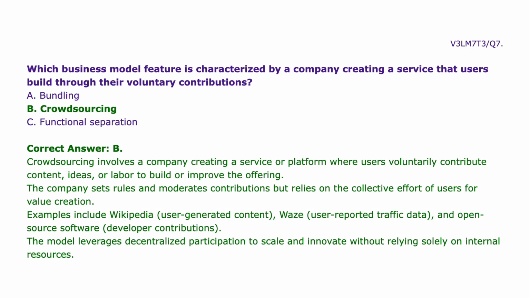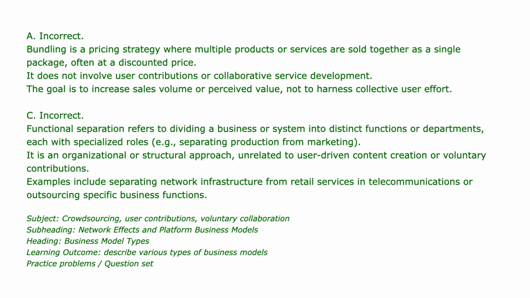Crowdsourcing is a model where companies leverage user contributions to build or improve services. Examples include Wikipedia and Waze. A. Incorrect. Bundling is a pricing strategy that offers multiple products or services together at a discounted price, aiming to increase sales volume or perceived value. C. Incorrect. Functional separation divides a business into distinct functions or departments, each with specialized roles, unrelated to user-driven content creation.